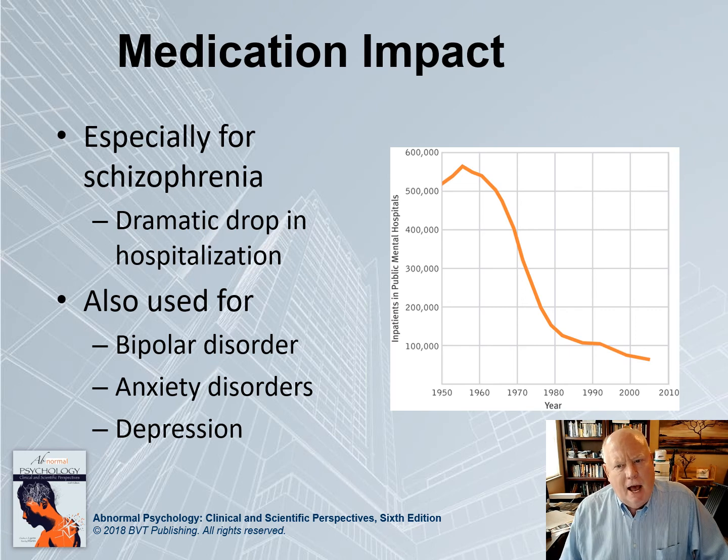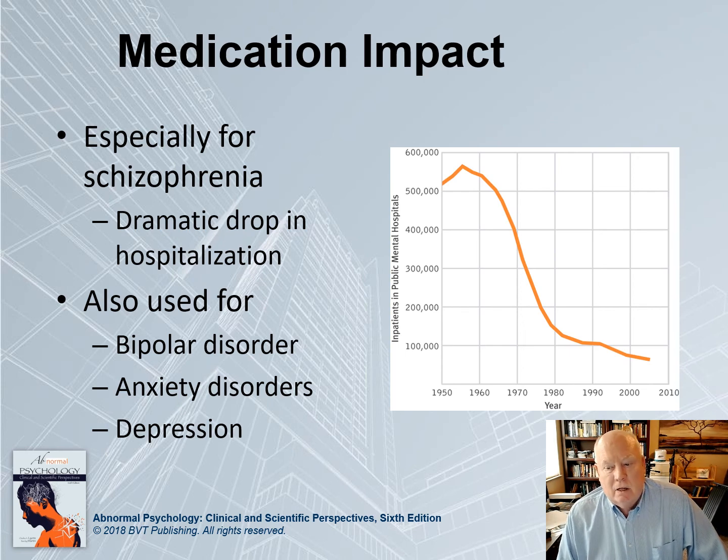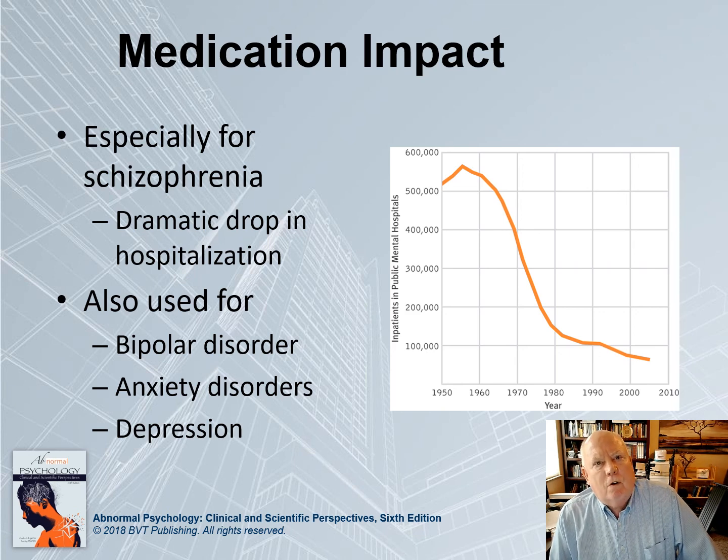But you'll notice in the graph that the numbers just kept dropping. And they were down, well, actually the number right now is around 30,000. And in that 70 years, or roughly 70 years since the introduction of phenothiazines, the population has tripled in size. So we've cut by 95% the number of hospital beds that are needed to treat people with schizophrenia, even as the population tripled. We have drugs for a variety of other disorders as well. We're going to be talking about those as we go through the disorders in later chapters.